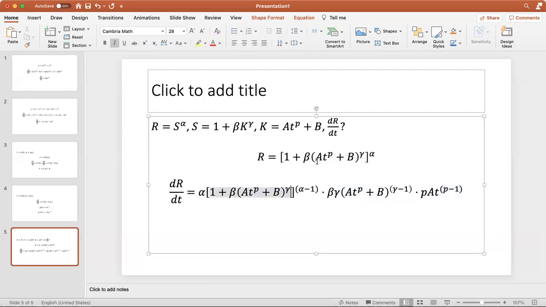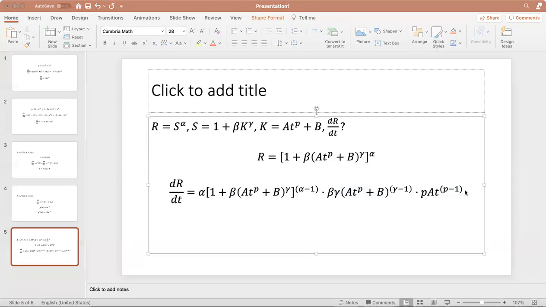So several applications of chain rule: from the outer function, and then you take the derivative of the inner function, right? So you get beta gamma, a t raised to p plus b, raised to gamma minus 1, and then you take the derivative of the inner function. That's going to be p a t raised to p minus 1. Okay. All right, so that's number 5.